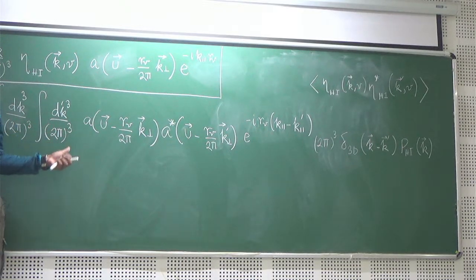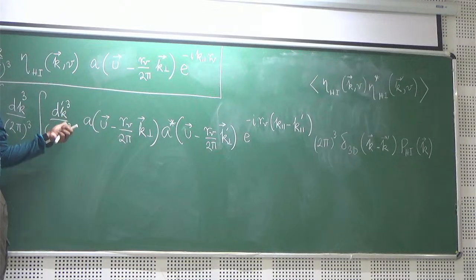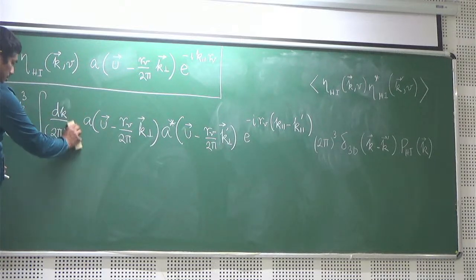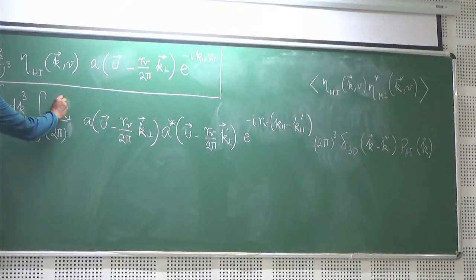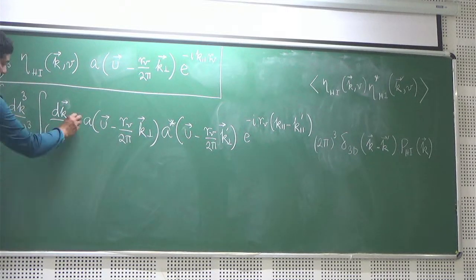What I will do next is to look at this integral. This integral is a volume integral in K space. So I can write this as an integral on K perpendicular, which I am writing with a vector sign just to remind you that this is a 2D integral, and then keeping 2 pi square with it.